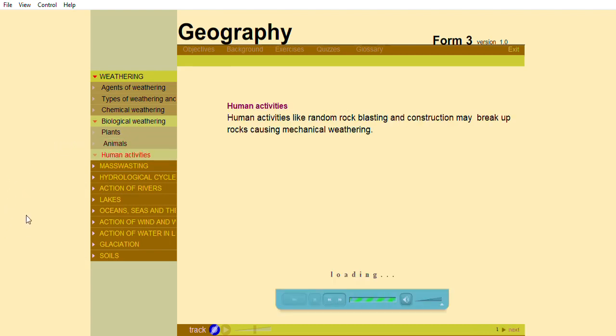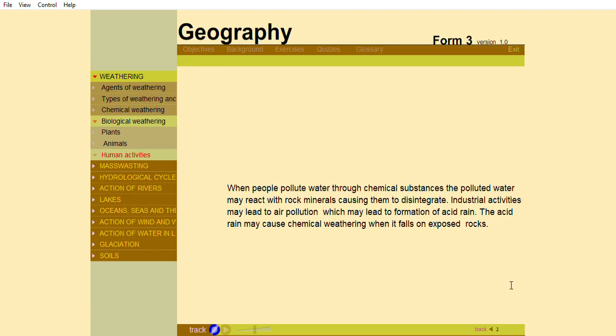Human activities. Human activities like random rock blasting and construction may break up rocks, causing mechanical weathering. When people pollute water through chemical substances, the polluted water may react with rock minerals, causing them to disintegrate. Industrial activities may lead to air pollution, which may lead to formation of acid rain. The acid rain may cause chemical weathering when it falls on exposed rocks.